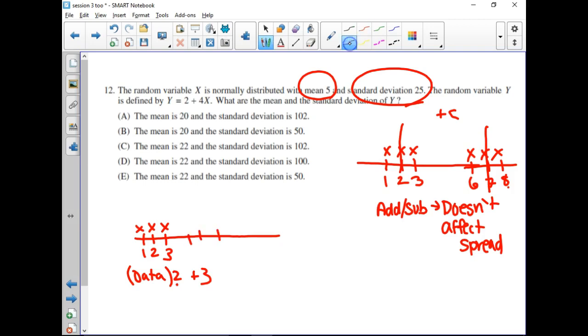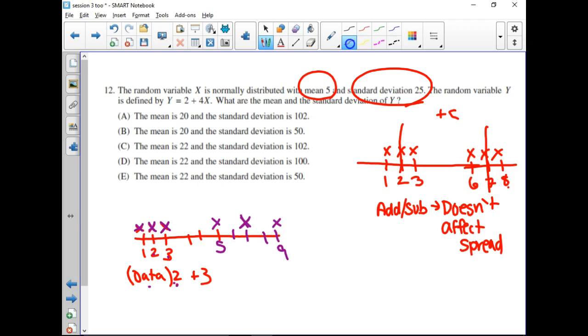So this data right here, this x, now moved right here to the 5. Now 2 times 2 is 4. 4 plus 3 is 7. So this one just moved right here. And then 3 times 2 is 6. 6 plus 3 is 9.